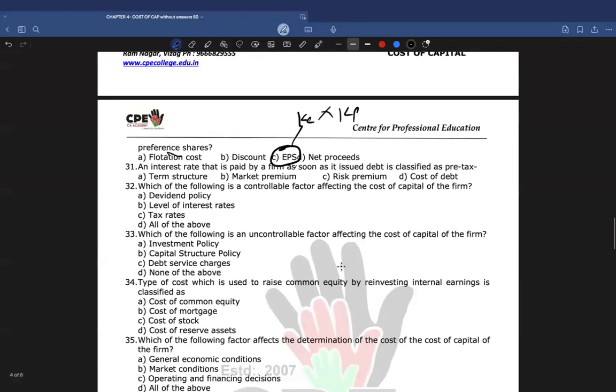The interest rate that is paid by a firm as soon as it issues debt is classified as pre-tax. Obviously, the interest rate that is paid as soon as you issue debt is classified as pre-tax cost of debt. So D. The exact interest rate need not be the cost, but among the options it is probably the closest one.